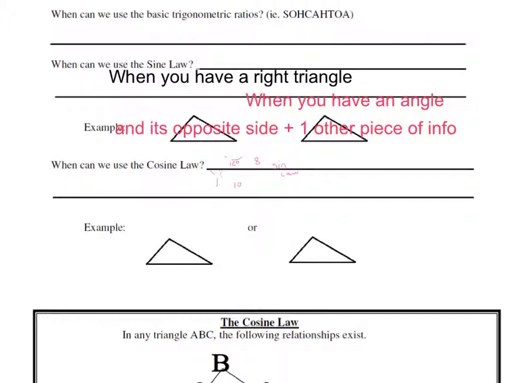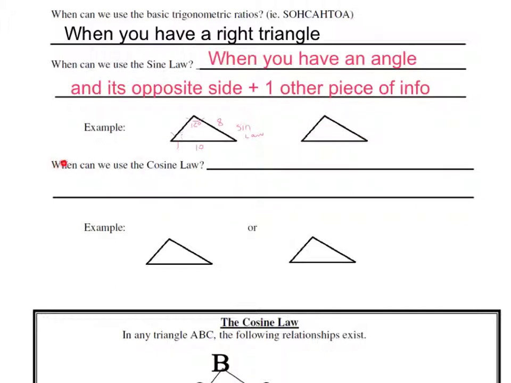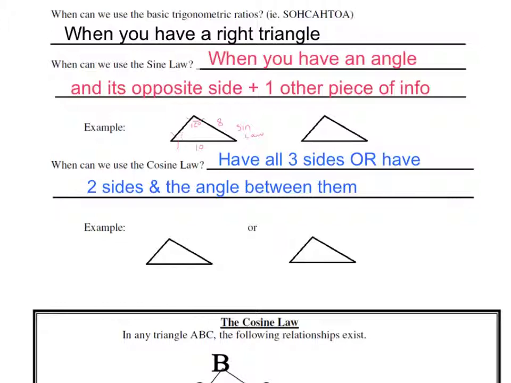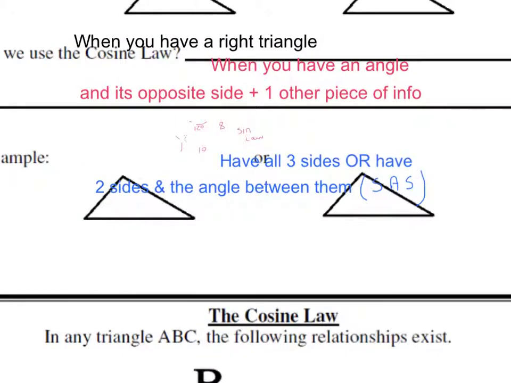Alright, now we come to what the lesson is about today. When can we use cosine law? Well, we can use cosine law when we have all three sides, or we have two sides and the angle between them, and that situation is called side angle side, or SAS. Let's look at an example of when we would use cosine law.